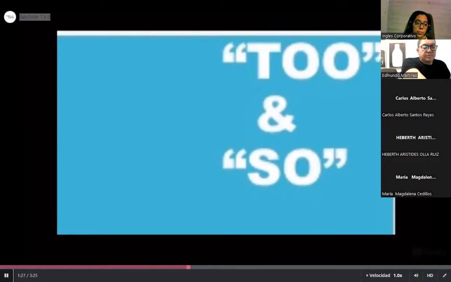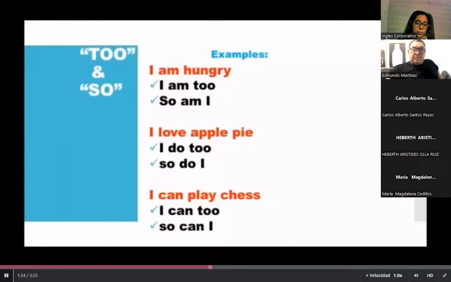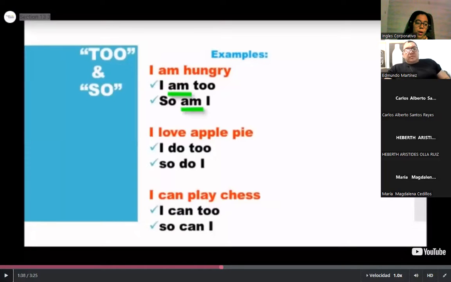Notice we use the auxiliary verb in the short answer from the statement being said to us. For example, I am hungry. I am too. So am I. What happened in that example, in the first one? I'm hungry. So am I, or I am too. The most common expression that you can hear or say is I am too, because it's the most common.